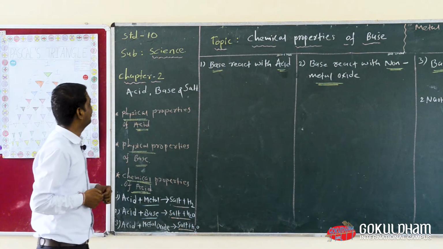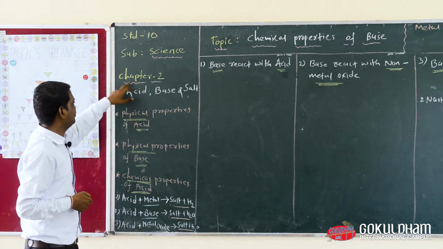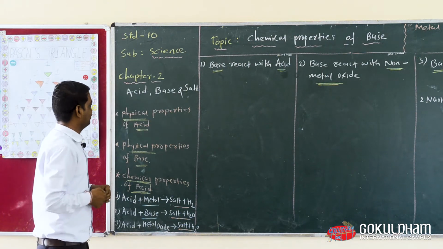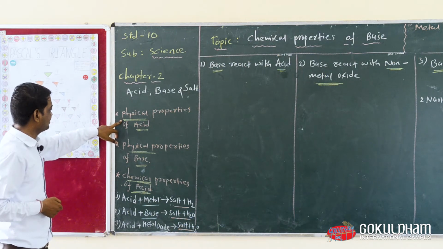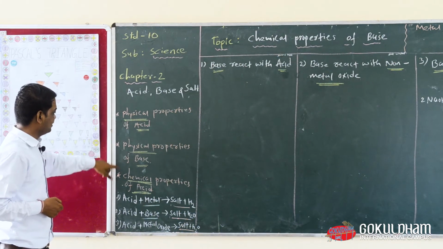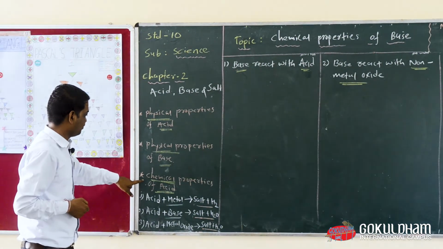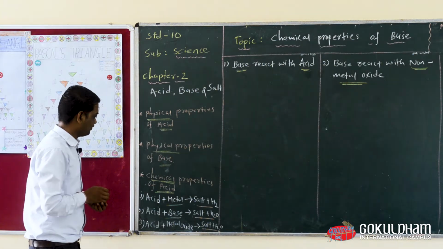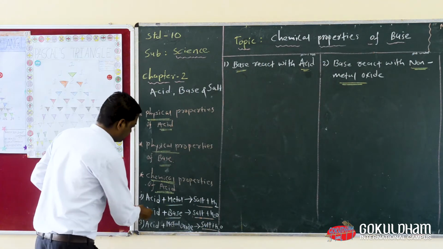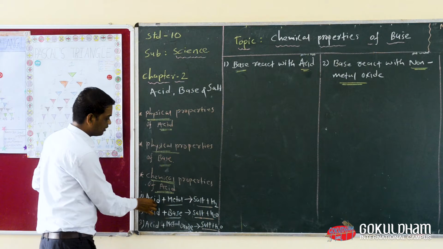Now friends, today we are learning about chapter number 2, acid, base and salt. Last time in this chapter we learned the physical properties of acid, the physical properties of base, and the chemical properties of acid. Now we will also learn about the chemical properties of acid. There are 4 main chemical properties of acid.